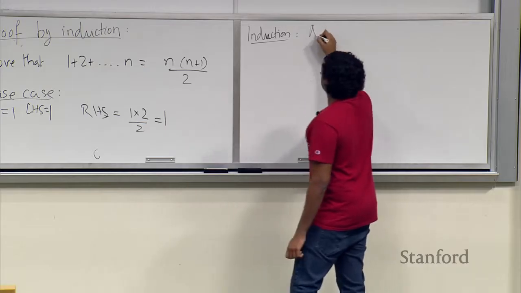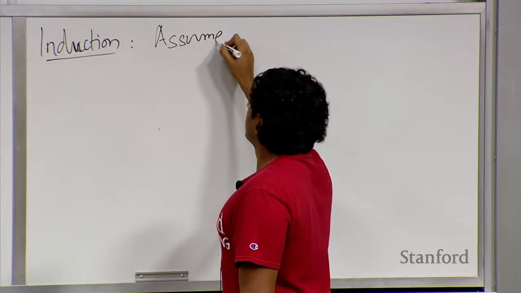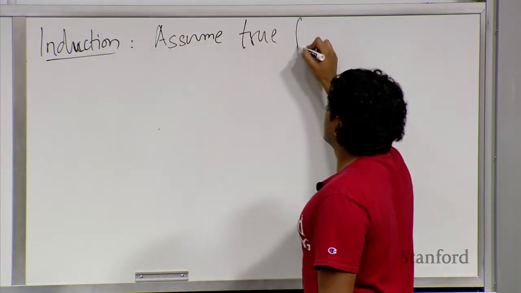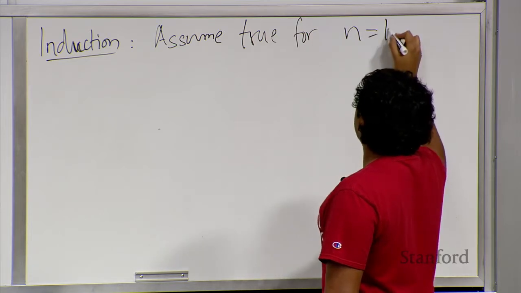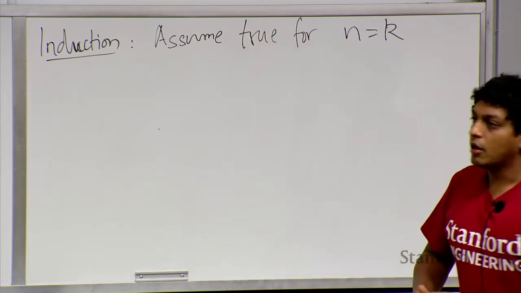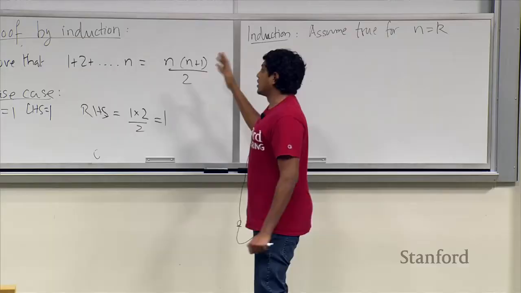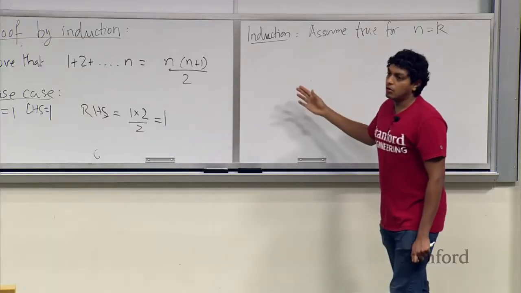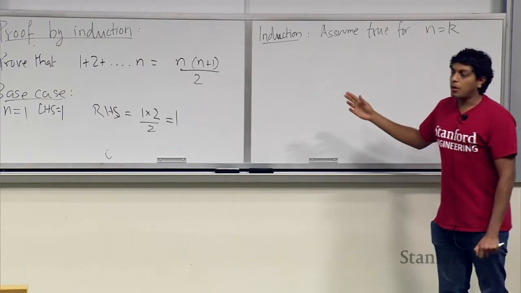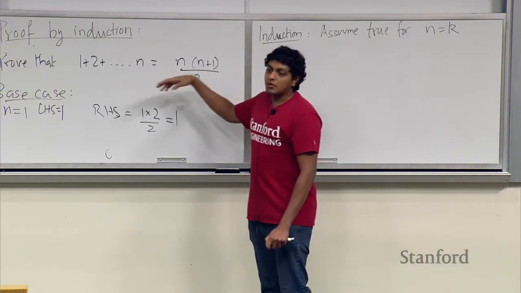Assume it is true for n equals k. This means that 1 + 2 + 3 + so on until k is equal to k(k+1)/2. We assume that this is true. Now we want to try and prove it for n equals k+1.